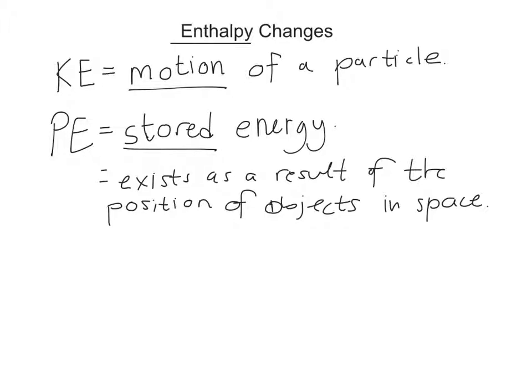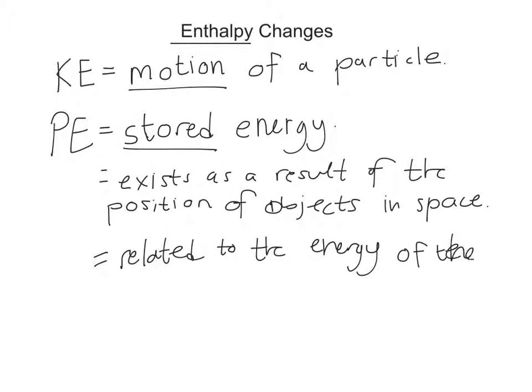Repulsive and attractive forces are what determine the potential energy of the object. In chemistry, the potential energy is directly related to the energy of the electrons in the chemical bonds. So it's related to the energy of the electrons, e minus being short form for electrons, in the chemical bonds.